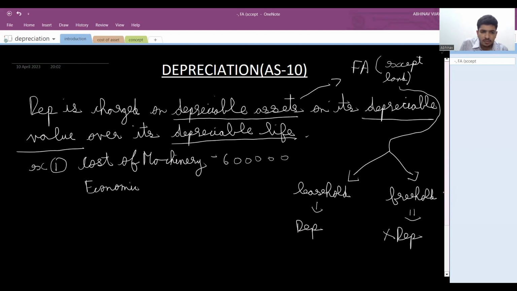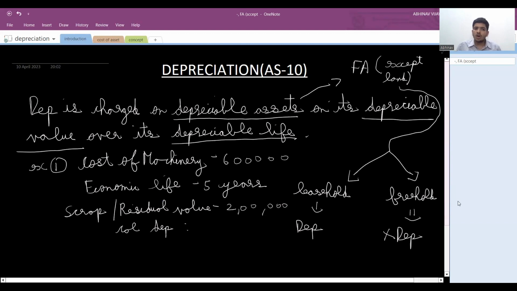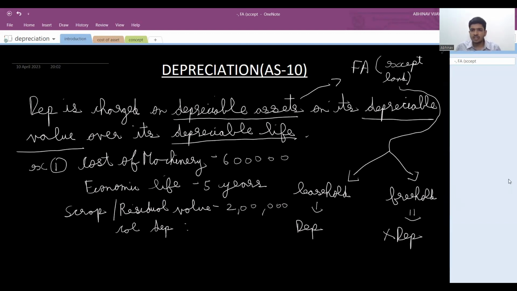Economic life: 5 years. No, right, I'll explain. Wait. Scrap slash residual value is 2 lakhs. This is the question. You have to calculate depreciation. Now, cost of machinery is direct, you can understand it directly.